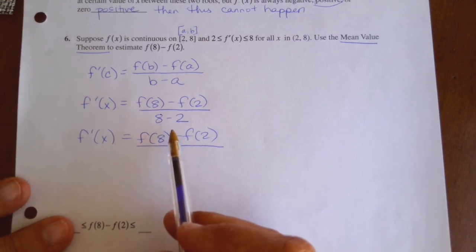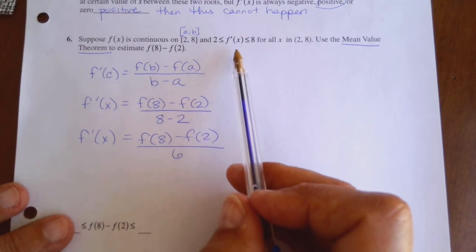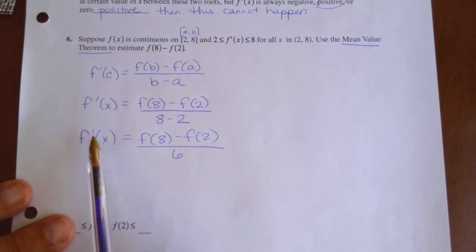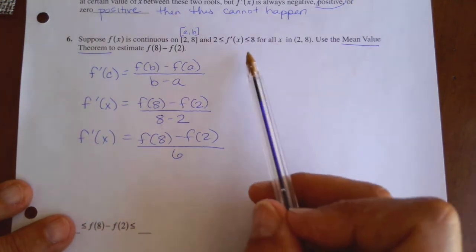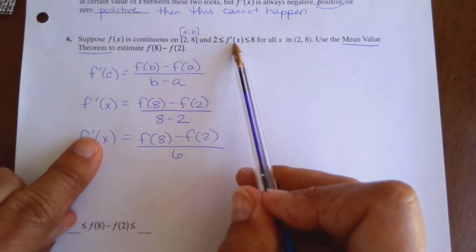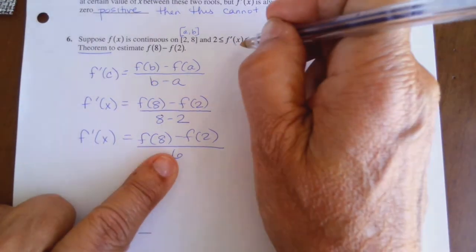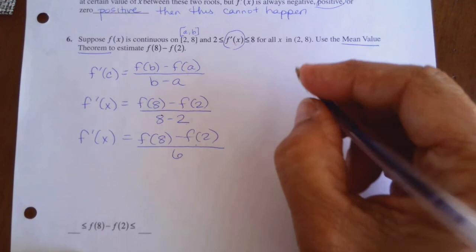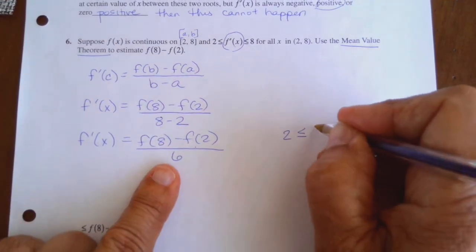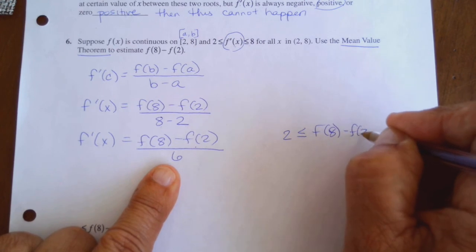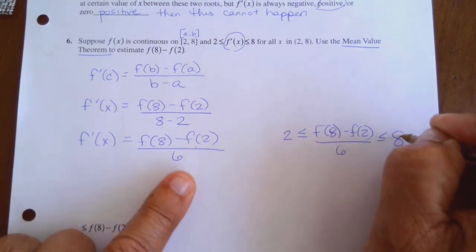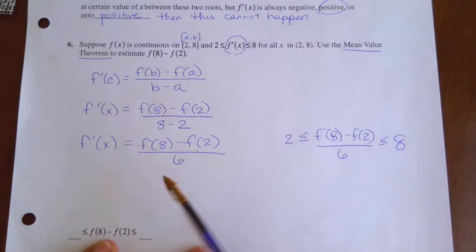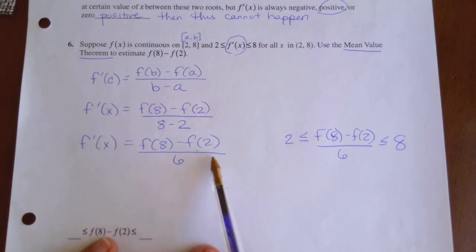All right, so what did it tell you that the derivative was between? It says the derivative is between 2 and 8. All right, so look at what I have. Here's the derivative. So in place of f prime of x, I'm going to put this. Okay, so in place of here, I'm going to put this. So 2 is less than or equal to this. Okay, so I replaced this with what it was equal to, and that's just the slope formula.